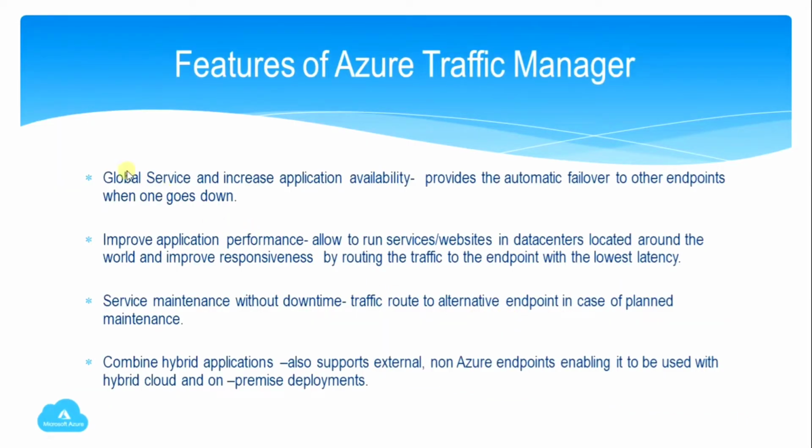Let us talk about the first feature, which is global service and increased application availability. It provides automatic failover to other endpoints when one goes down, which means there will be high availability. Coming to the second point, improve application performance. This allows you to run services and websites in data centers located around the world and improve responsiveness by routing the traffic to the endpoint with the lowest latency.